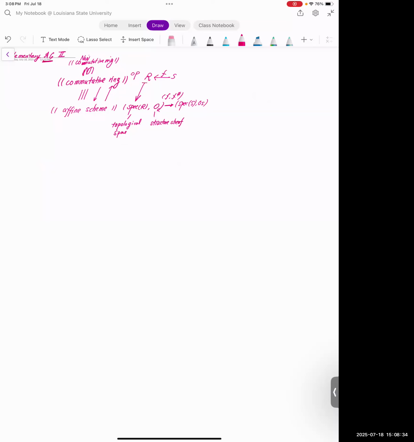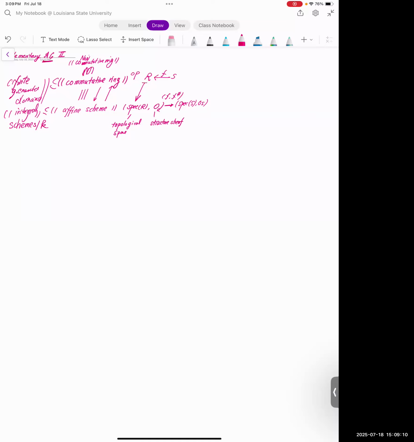Now, finitely generated domains form a subcategory of commutative rings, right? And the corresponding subcategory of affine schemes are called integral, over a base field k.